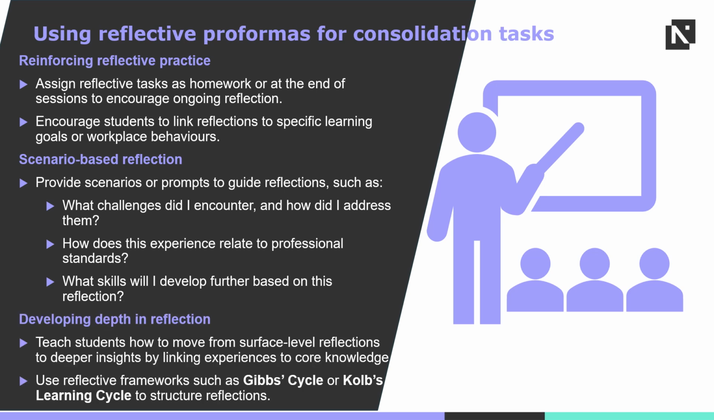Finally, to help students move beyond surface level reflection, focus on developing depth. Teach them how to link their experiences to core knowledge for deeper insights. Using reflective frameworks such as Gibbs' cycle or Kolb's learning cycle can provide a structured, step-by-step approach to reflective practice. By integrating these strategies, you empower students to engage in meaningful reflection that not only consolidates their learning but also equips them with the critical thinking skills needed for lifelong growth.